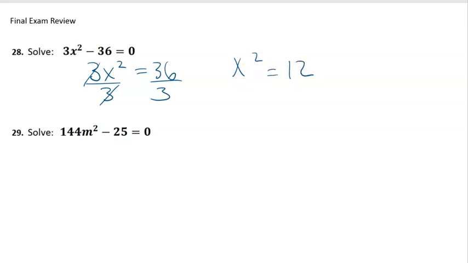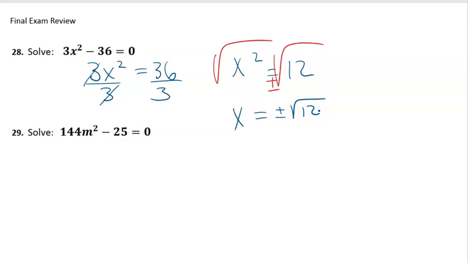Then you could use the square root property. Y'all know the square root property. We take the square root of both sides, the square root of this side, square root of this side. Now, here's the deal. You can't just throw that in willy-nilly. You have to put a plus or minus in front of one of those sides, okay? Because that's the deal about a square root. So x is equal to plus or minus the square root of 12.